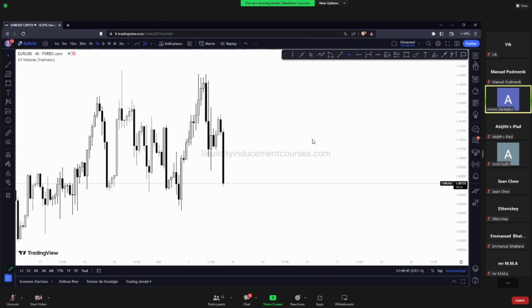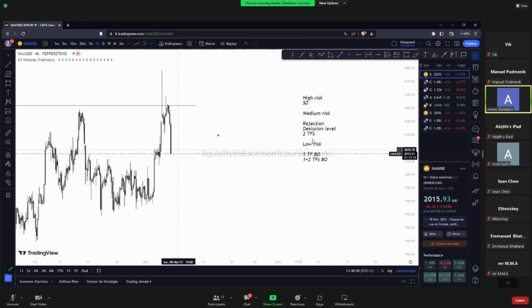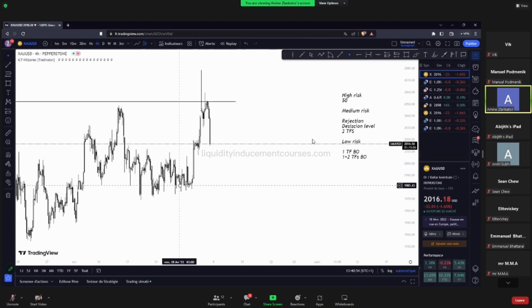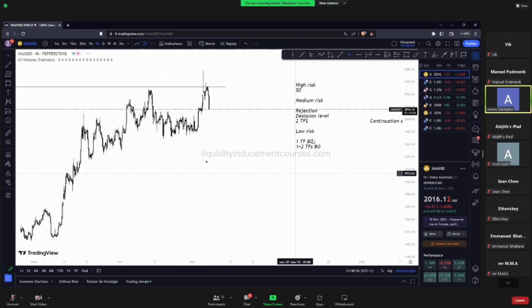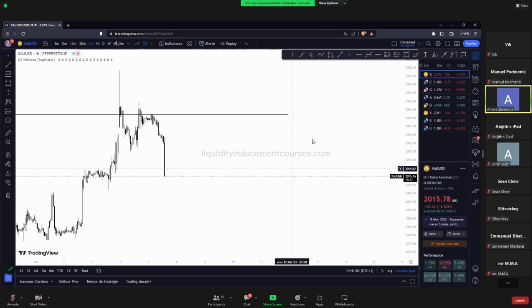So that's it for the decision level entry. And then you have the 2 timeframes lower breakout. So the 2 timeframes lower breakout simply is just 2 timeframes lower breakout. But in this case, it does not matter if it's external or internal.